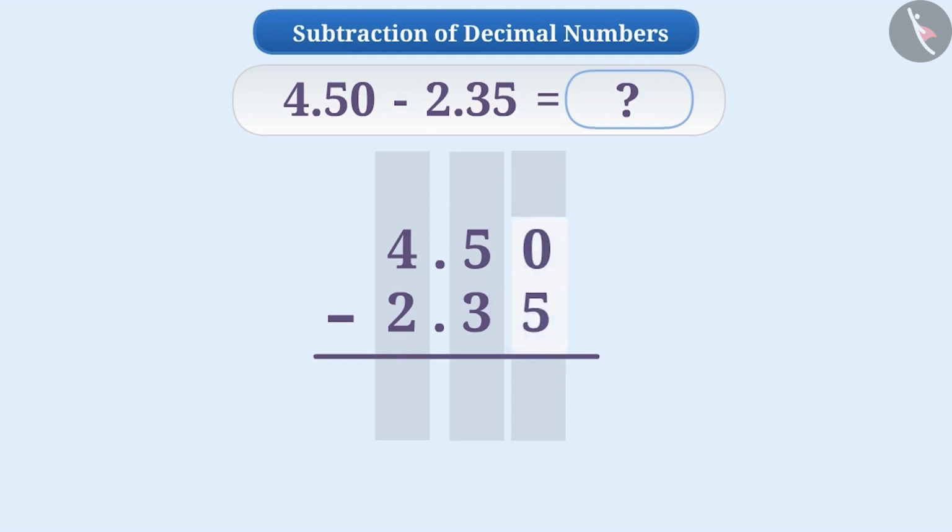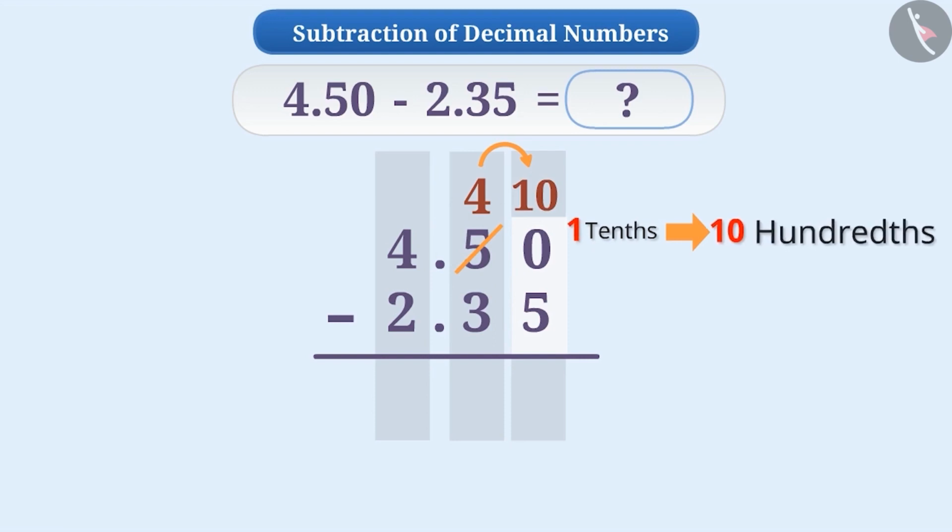Therefore, we will borrow 1 from the digit to the left of the 0. By doing so, the value of the digit in the tens place will be reduced by 1. That means it will be reduced to 4 from 5. Since the value at the tens place is 10 times the value at the hundredths place, if we borrow 1 from the tens place, then the value at the hundredths place will be 10. In brief, 1/10 will be equal to 10 hundredths.